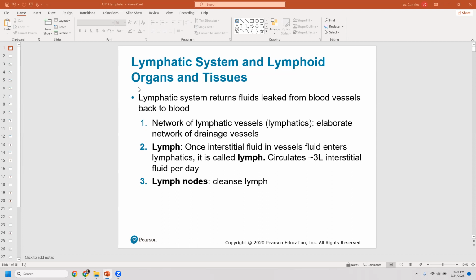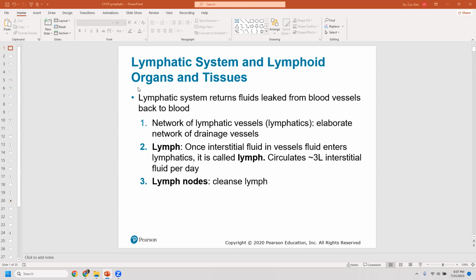So same thing, it's the same substance, but if it's found in the lymph vessels, it's referred to as lymph, okay? So you have the lymphatic vessels, and then the fluid inside the lymphatic vessels is referred to as lymph, okay? And your lymph vessels circulate about 3 liters of interstitial fluid per day. That's not as much as your urinary system, but that's still a large amount, okay?